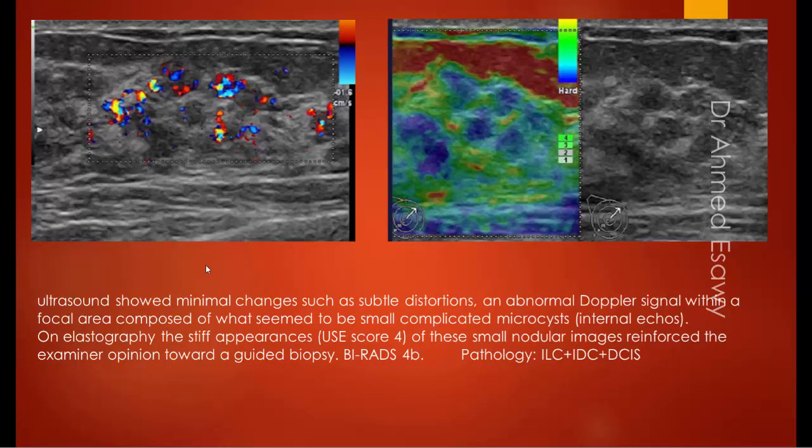This is a case that showed ultrasound minimal change such as subtle distortion, abnormal Doppler signal risk factor within a focal area composed of what seemed to be small complicated microcyst, internal echoes, and an elastography stiff appearance, score 4. The small nodular image reinforced examination opinion toward guided biopsy, classified as BI-RADS 4B, pathology confirmed ductal carcinoma in situ, invasive ductal carcinoma, invasive lobular carcinoma.